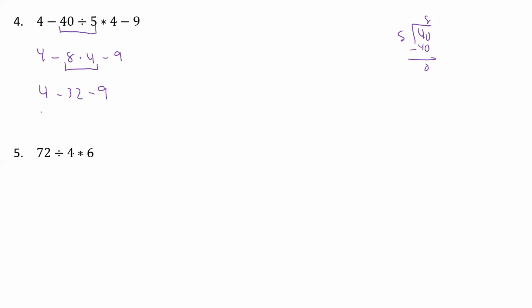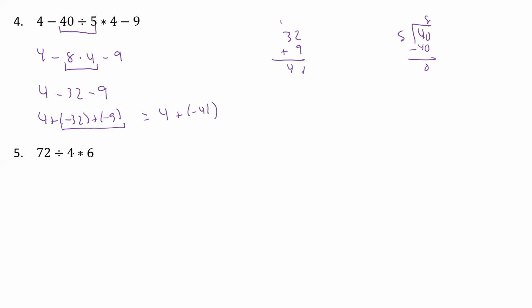Now we could again rewrite this 4 plus -32 plus -9. And then if we notice here, both of these are negative. So we could add those together first, and then we could take and add, or if we want to look at it as subtracting off the 4, we could. And so 32 plus 9, 9, 10, 11, carry 1, 3 and 1, 4. And so this gives us 4 plus -41.